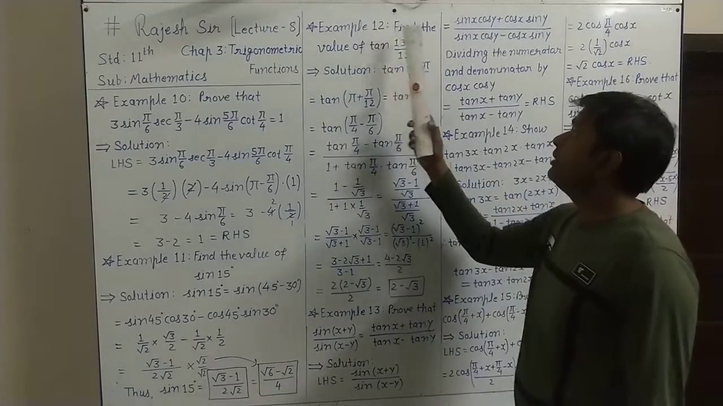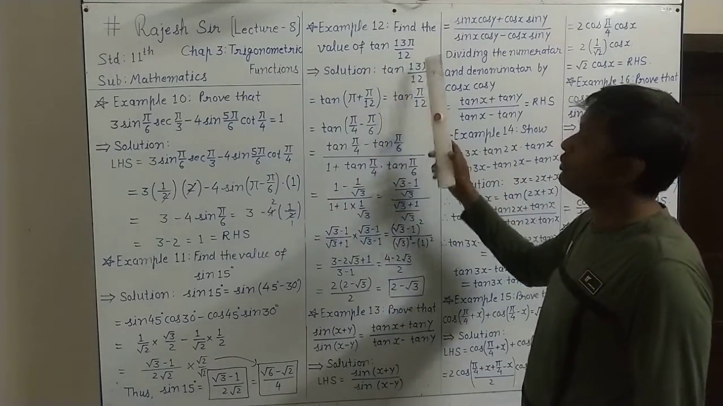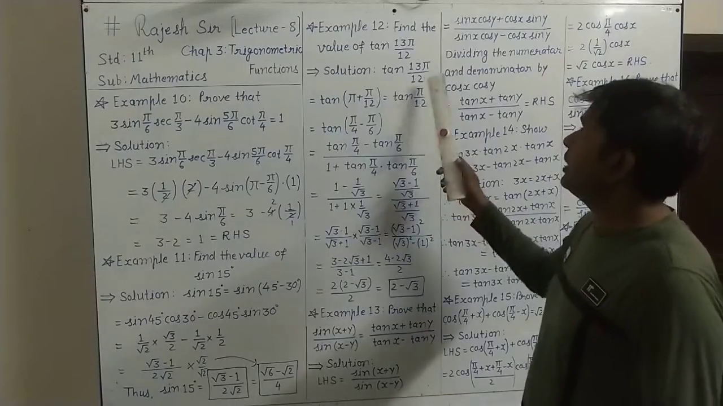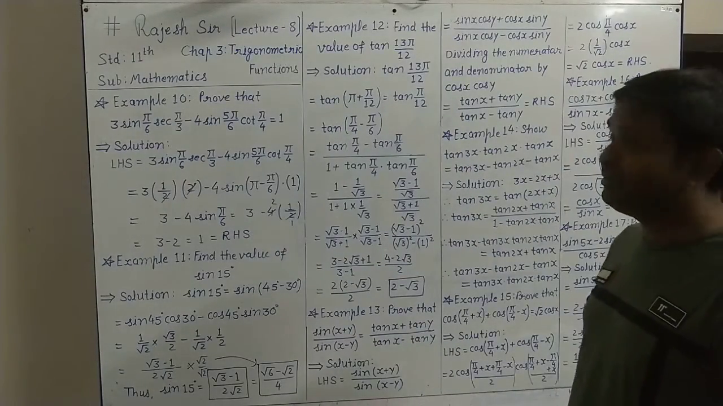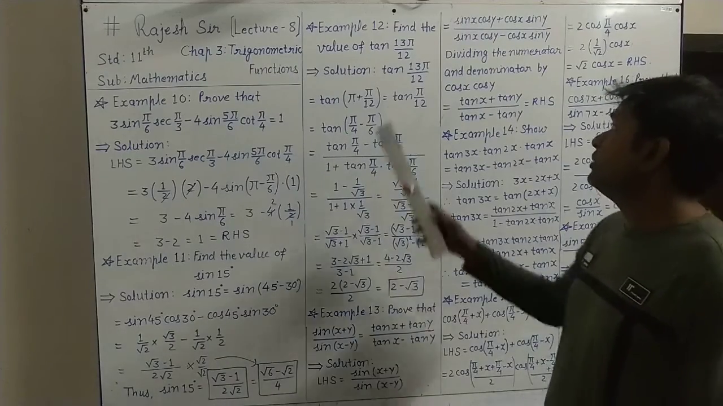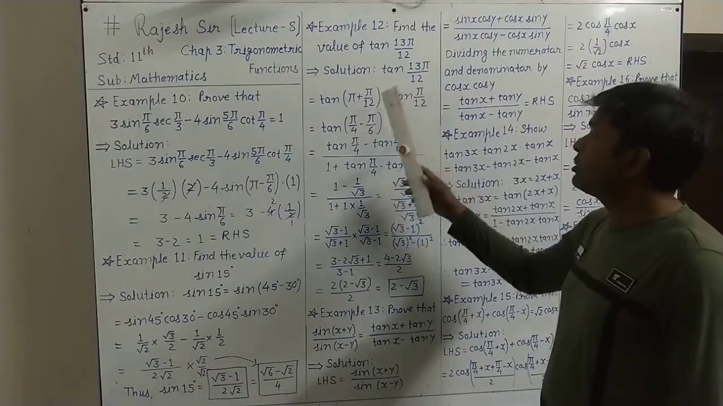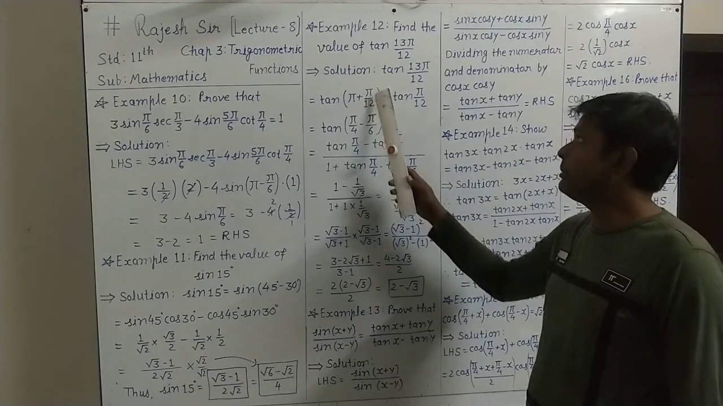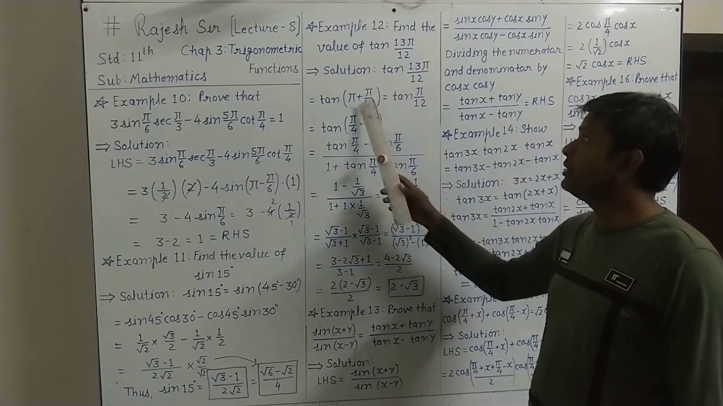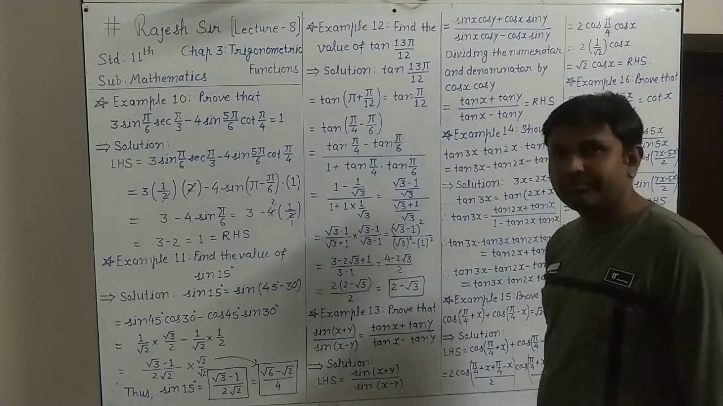Next, example 12. Find the value of tan 13 pi by 12. Again, we don't have this value in the table. We have to modify it. So tan 13 pi by 12 can also be written as tan of pi plus pi by 12, and pi plus pi by 12 will give 13 pi by 12, 12 ones are 12 and 1, 13 pi by 12.